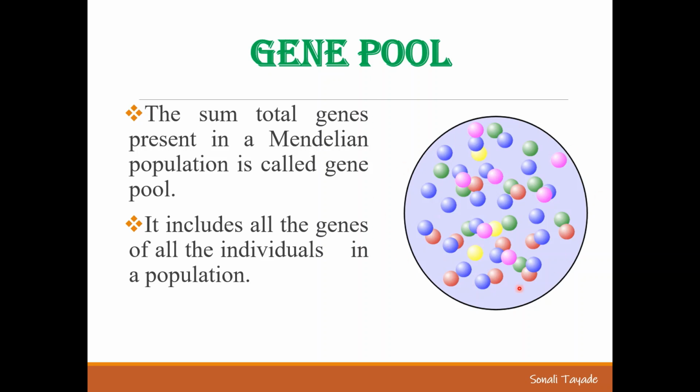This diagram shows the population. A population is a group of individuals of the same species living and interbreeding within a given area. The different colored circles show the individuals of the same population, and every individual contains genes. So the total genes present in this population are called the gene pool.